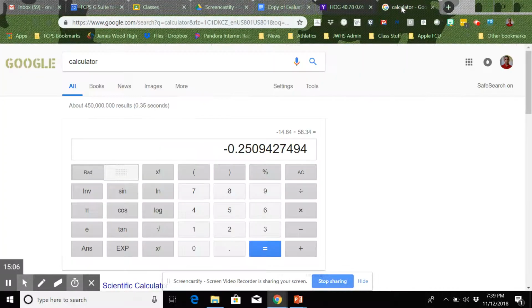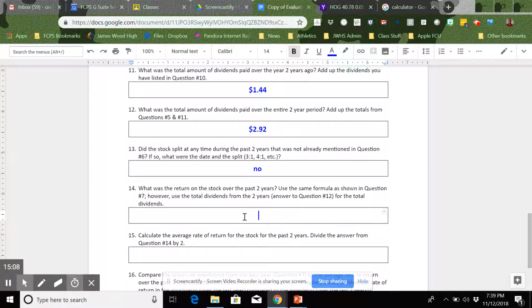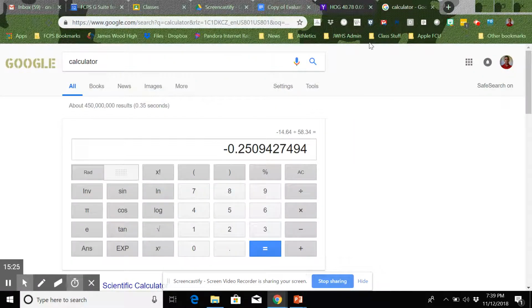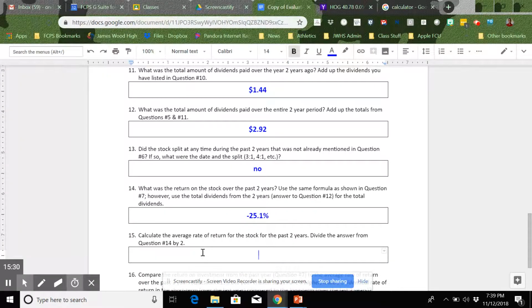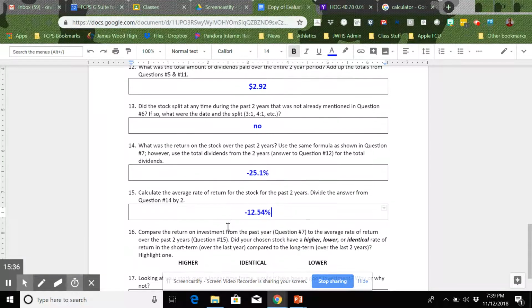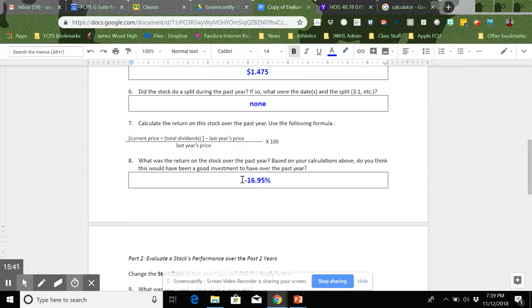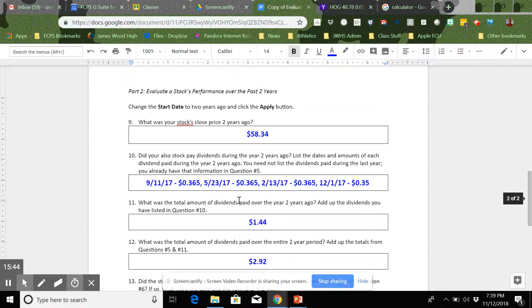What was the exact number? 25.1. We'll always round to the nearest tenth or 100th. Well, this was to 100th, but it rounds up to 10, so we lost negative 25.1% of its value. Of course, we take that and divide that by 2, and it lost about 12.54% on average per year. So we compare how it's done over 2 years. Well, it's lost a smaller percent on average over the last 2 years than it did over last year.